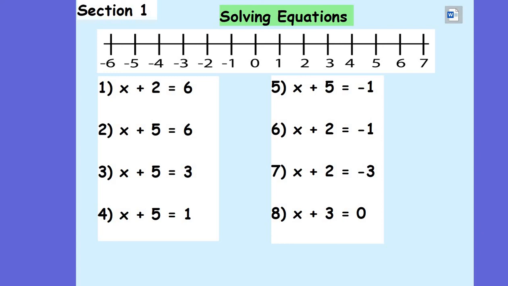Here are some further questions. If you got the first set wrong and you want more practice, please have a go at these now. Pause the video for 5 minutes.